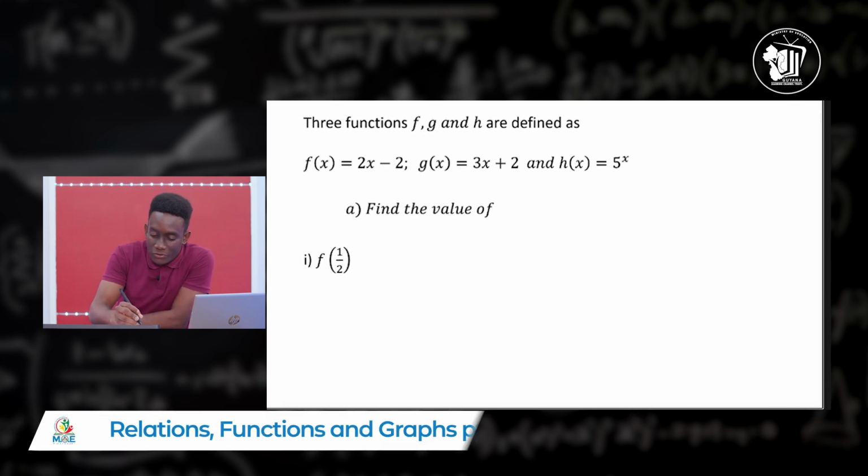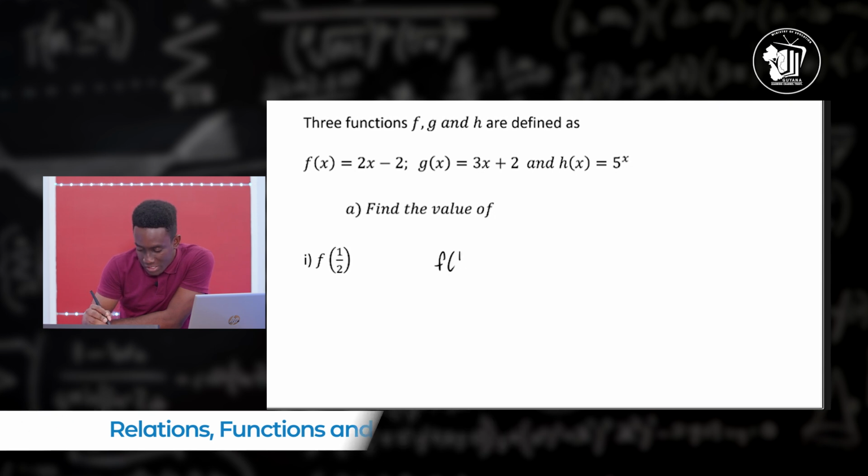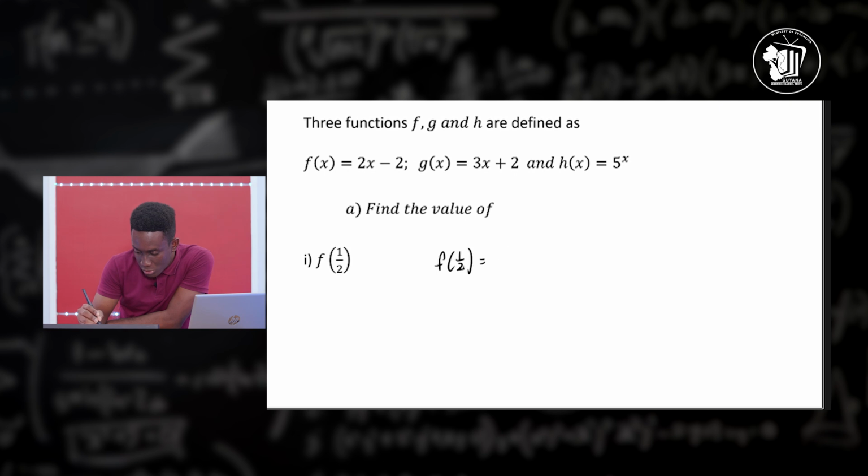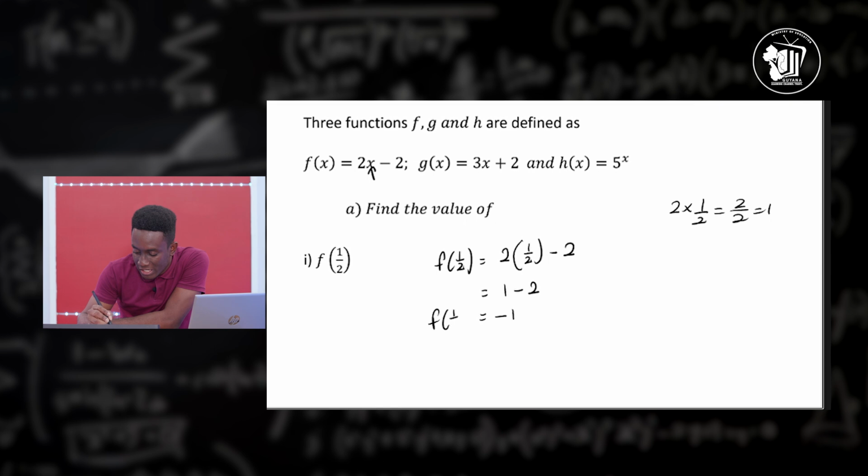So for f of a half, we're dealing with the function f of x. So we can rewrite this: instead of f of x, we will say f of a half is equal to 2 multiplied by, instead of the x, we are replacing that with a half, minus 2. So 2 times a half is the same as 2 multiplied by 1 over 2, which gives 2 times 1 is 2 over 2, which is equal to 1. So this will be 1 minus 2. So f of a half is equal to 1 minus 2, which gives me a negative 1. So f of a half is equal to negative 1.